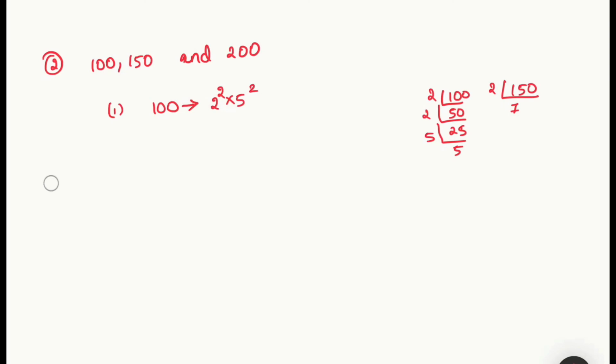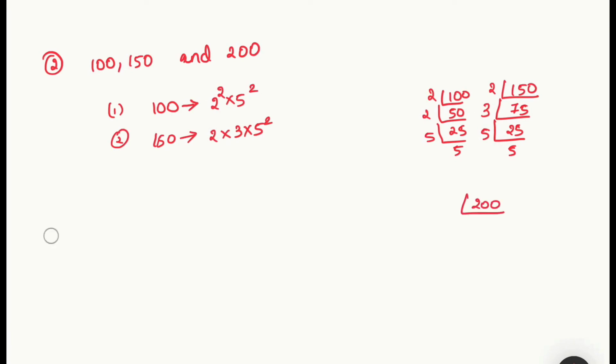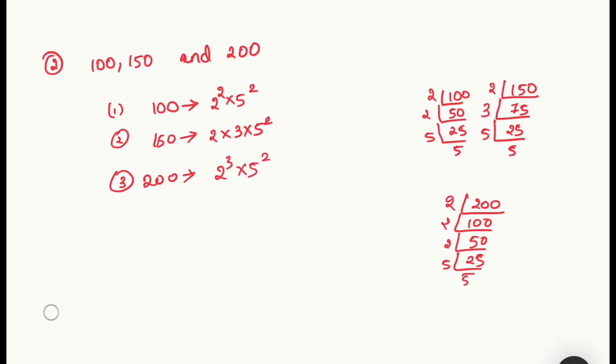150, 2s are 75. Again 3 I can divide, so I get 25, 5, 5. So I get the second one: 150 is equal to 2 into 3 into 5 to the power of 2. Now coming to 200. 100, 2, 50, 2, 25, 5, 5. So I get 200 is equal to 2 to the power of 3 into 5 to the power of 2. So what will be my required LCM here?